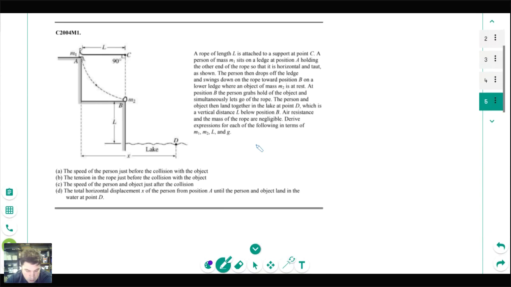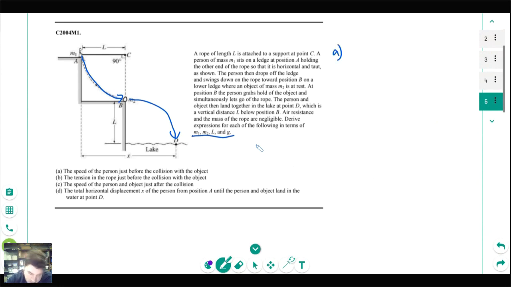So we got a person with rope L, 90 degrees apart. They're going to swing down there, grab a stone, and when they grab the stone, they let go, at which point they fall into the water. And we're supposed to find all these things in terms of M, L, and G. So more deriving sort of stuff.